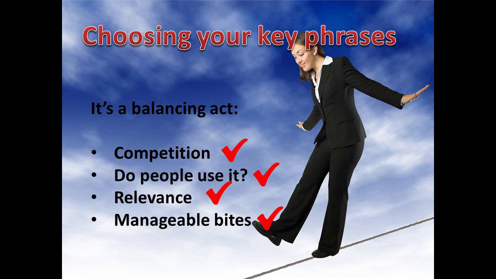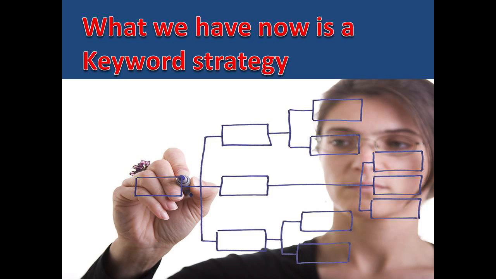Let's go back to our tick list. We know how to work out the size of our competition, the scale of our competition, simply by doing a Google search. We can check whether people really use those terms by using Google's keyword tool. As to relevance, we need to put on our thinking cap, but at least a persona can assist us there. And finally, we realize that we need to break our search term down into manageable bites. Hey, it looks like we've got our keyword strategy.